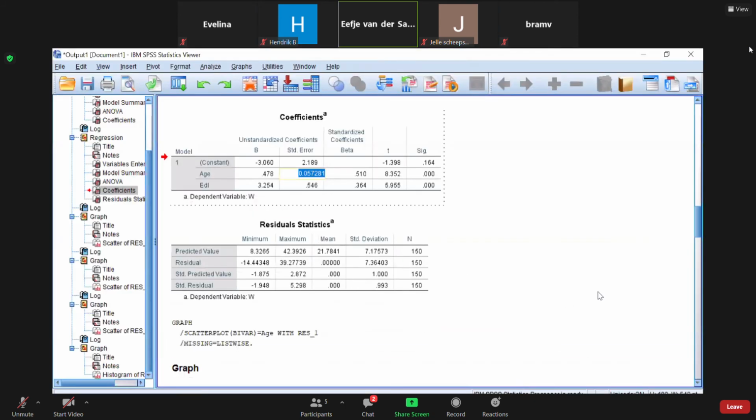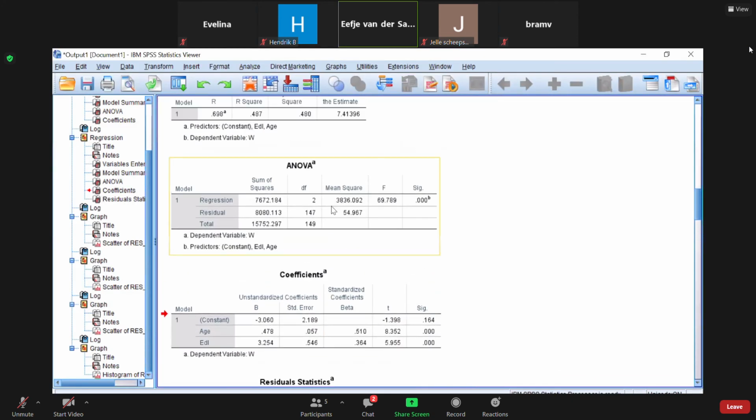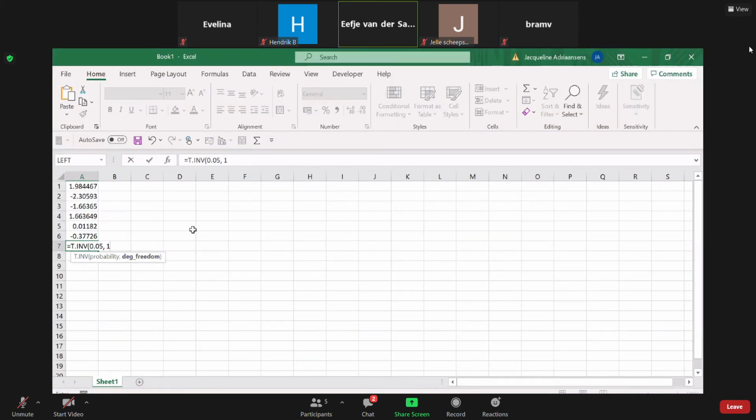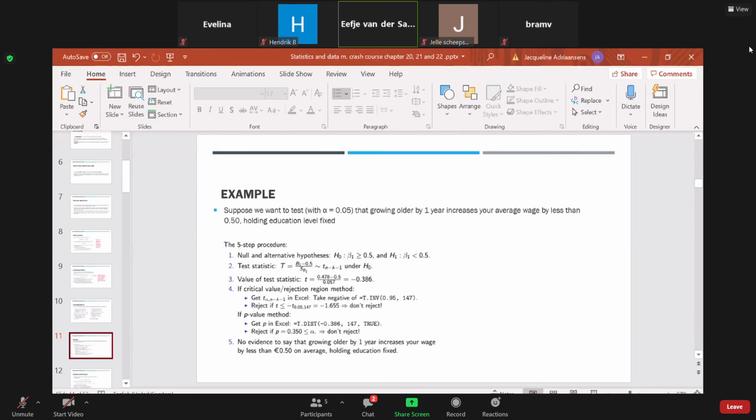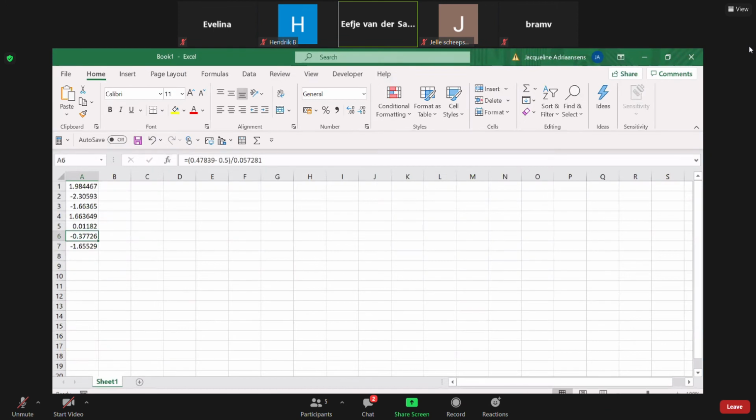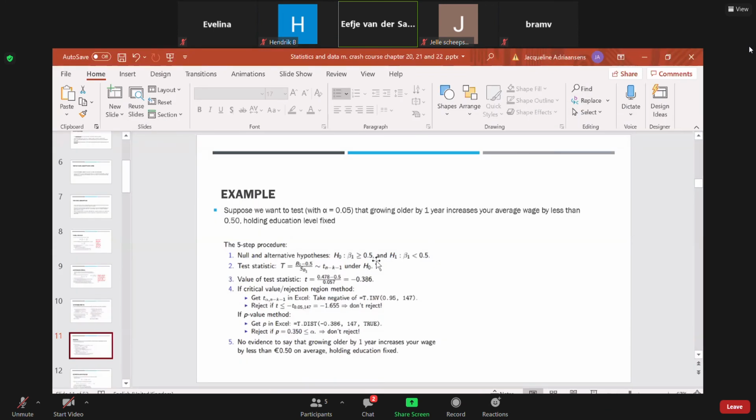What was that again? Scroll up, 147, sorry. 147. And you get your answer. So this is our critical value, and this was our answer. Let's see if that's correct. Yeah, that is correct. My answer is a bit different than this, but they rounded off in between and I did not. So the best is not to round off in between, because then you will always be correct.